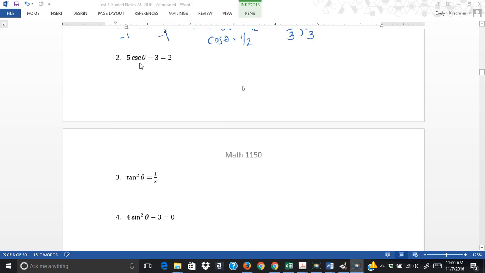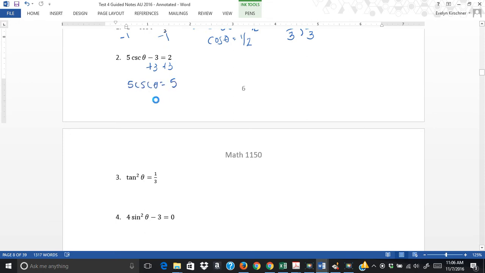All right, let's solve this equation. So I have 5 cosecant theta minus 3 equals 2. What I'm going to do first is add 3 to both sides, and I get 5 cosecant theta is 5. And then I divide by 5, and I get cosecant theta is 1.